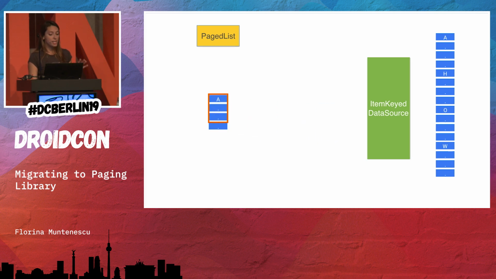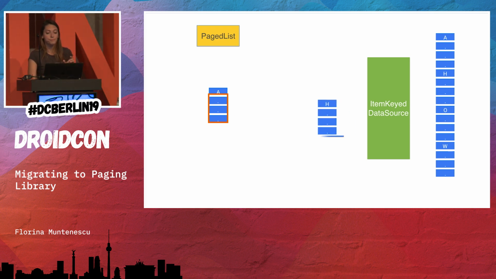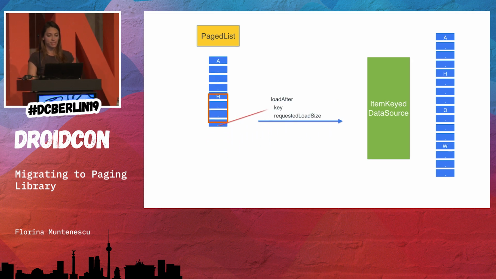So then we get our data back, we display it, we continue scrolling, and then based on that last item that's being displayed, we get the key from that last item, and then we know how to implement a load after method based on that key. We get the data back, and the data is just appended at the end, and the user can scroll and see the rest.